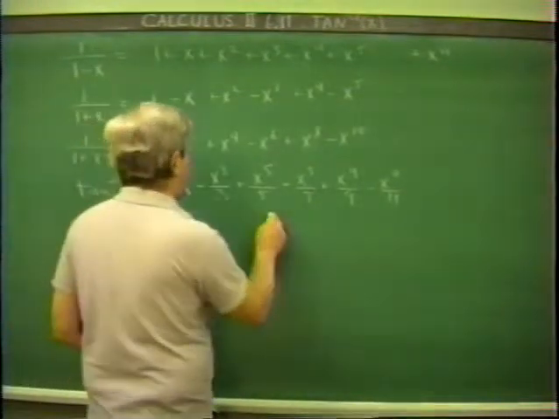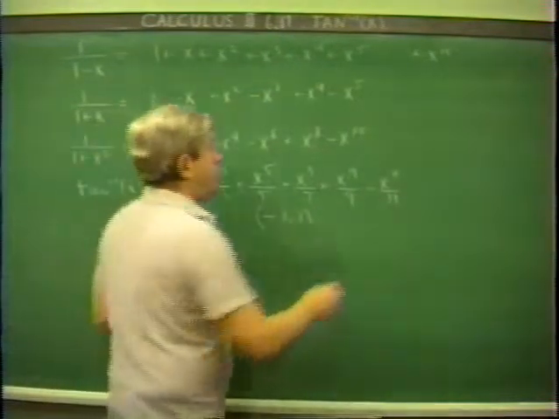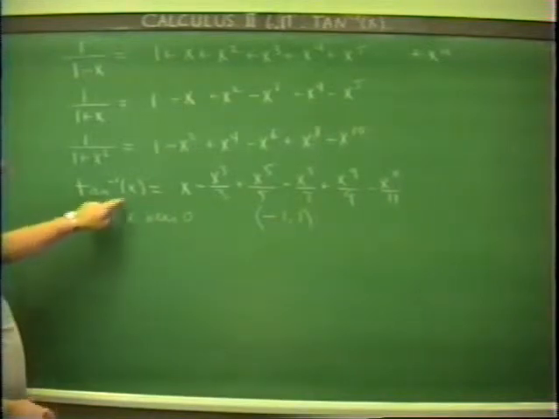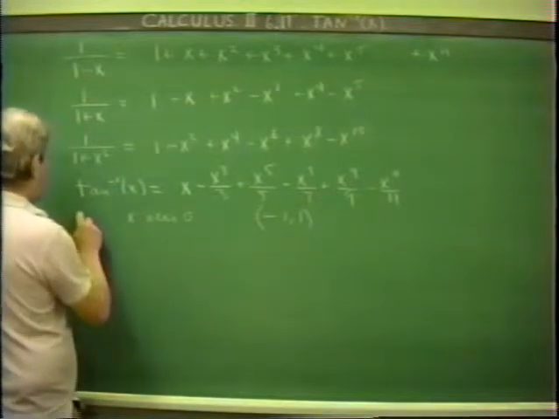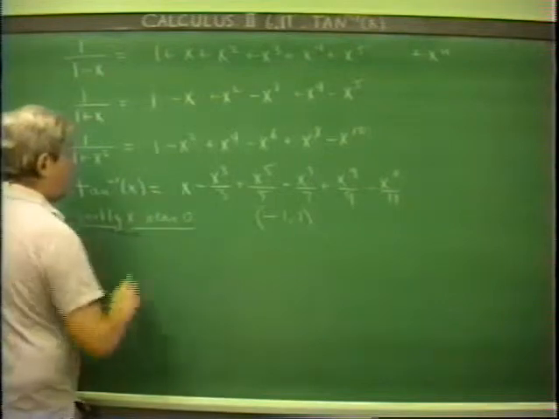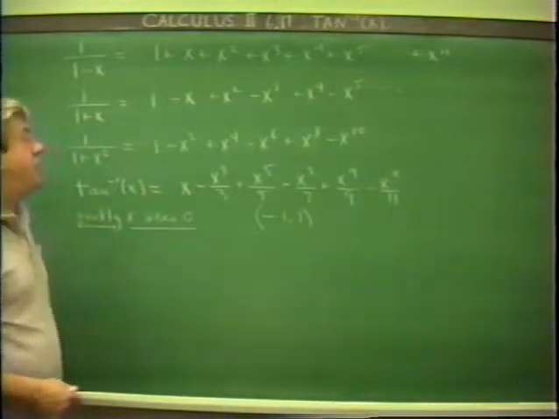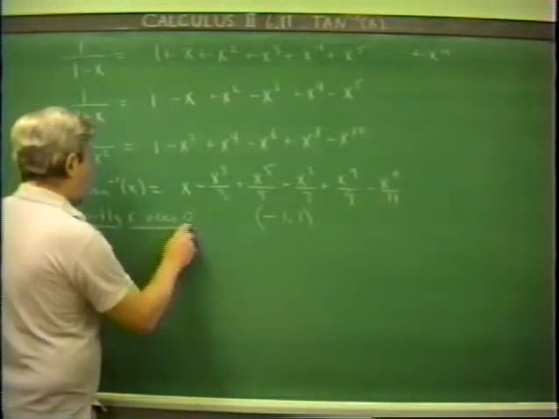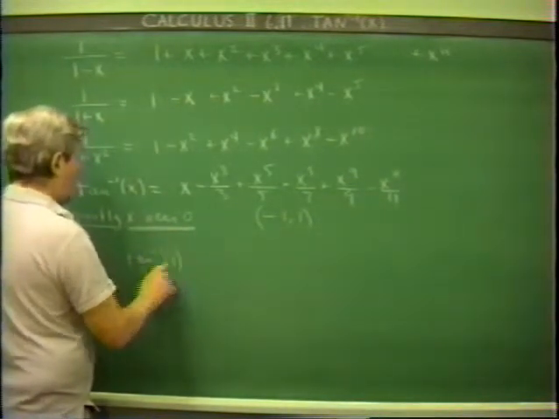Now this is only quick if x is near 0. The radius of convergence on this is from -1 to 1 because the original one was from -1 to 1. Let me mention here that this should be plus a constant, but the constant is 0, because when we take tangent inverse of 0, we get 0 on this side here. It converges quickly when x is near 0.